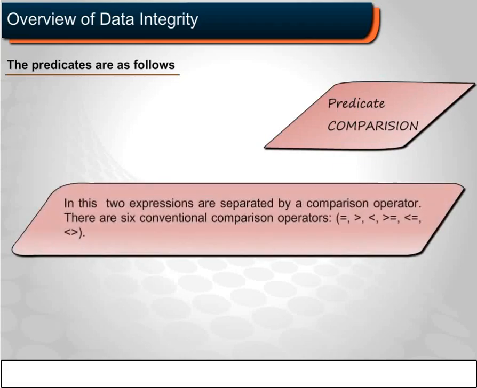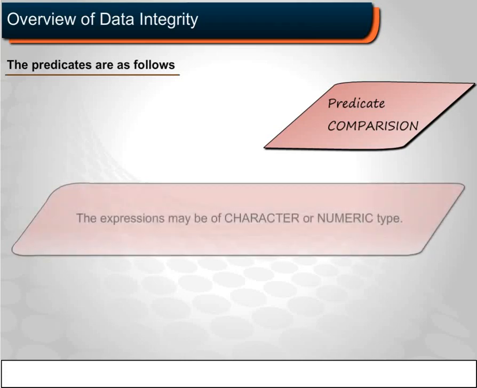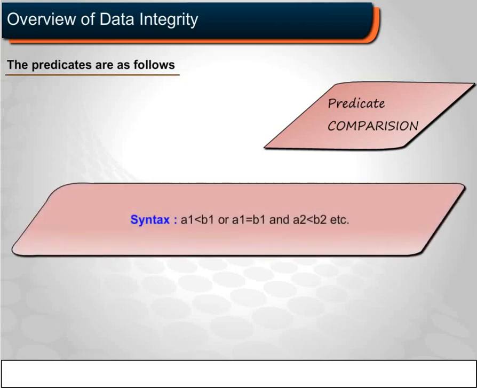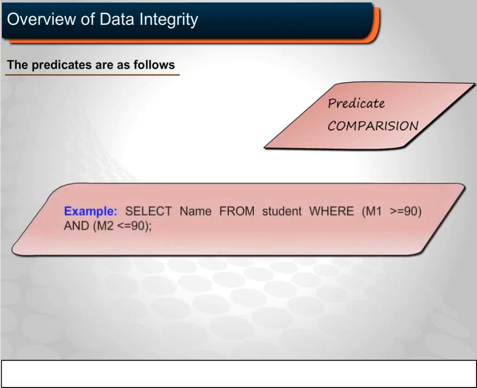Predicate comparison. In this, two expressions are separated by a comparison operator. There are 6 conventional comparison operators: equal to, greater than, lesser than, greater than or equal to, lesser than or equal to, not equal to. The expressions may be of character or numeric type. Syntax: A1 lesser than B1 or A1 is equal to B1 and A2 lesser than B2, etc. Example: select name from student where M1 is greater than or equal to 90 and M2 is lesser than or equal to.